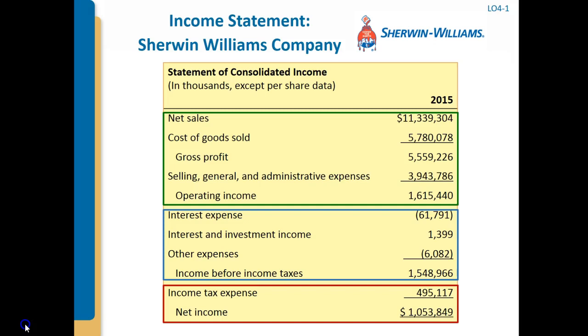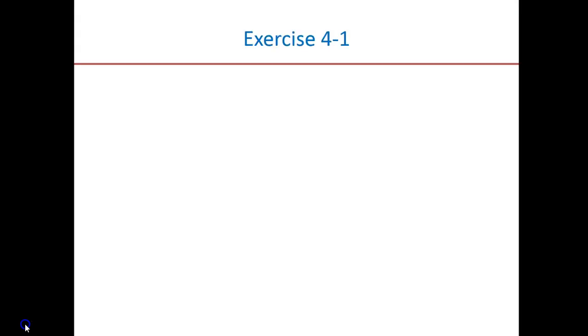For a paint manufacturer like this company, activities related to interest and investments are not primary operations, so they're listed as non-operating items. Then we have income tax expense, which is subtracted to arrive at our net income.